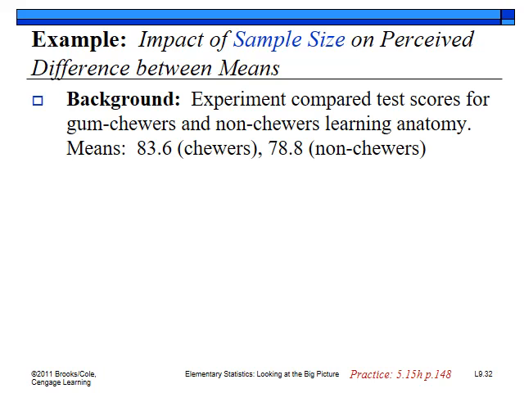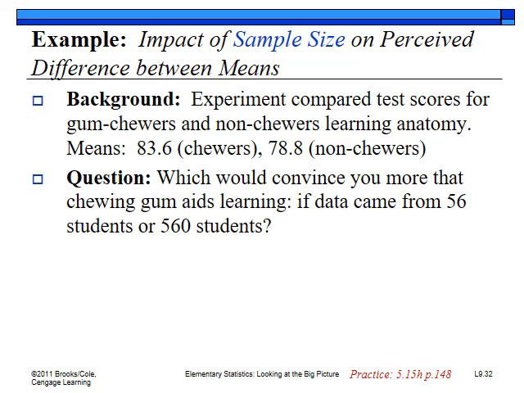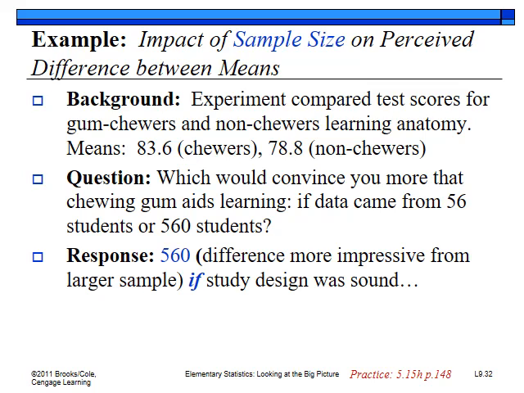Now, what about sample size? If we have the same scenario with gum chewers and non-gum chewers taking an exam, which would be more convincing to you that chewing gum is an aid to learning? If the sample size was 56 or 560? Well, remember that in general, the bigger the sample size, the better the results, as long as the study design is good.